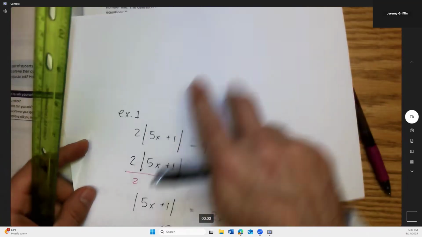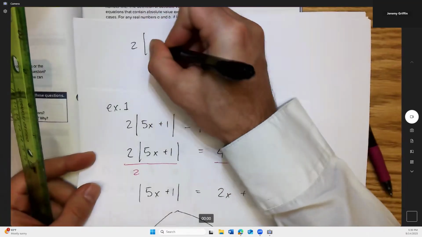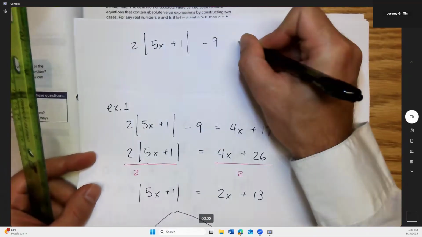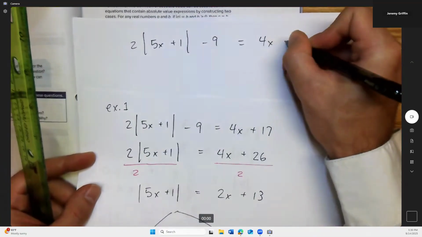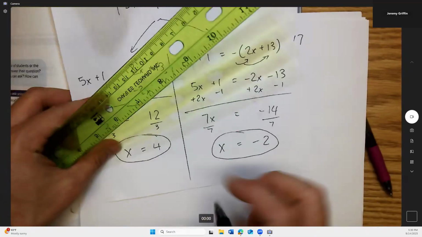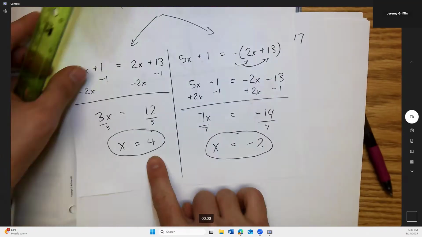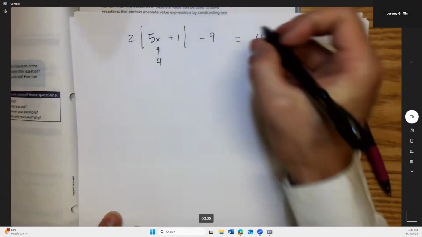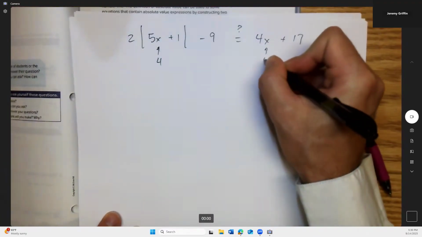But the original statement was 2 times the absolute value of 5x plus 1, the whole thing minus 9, is equal to 4x plus 17. So let's test these two solutions. Let's test 4. If I plug in 4 right there, does that work? And that was also 4 right there.